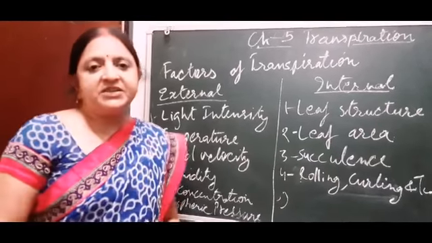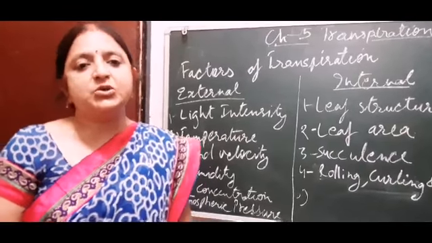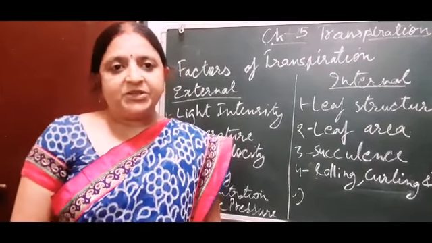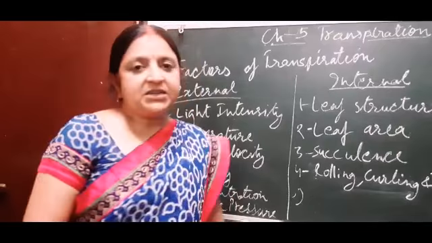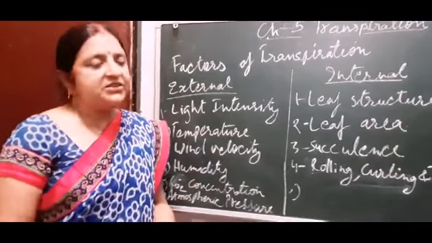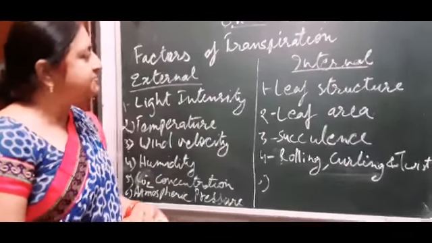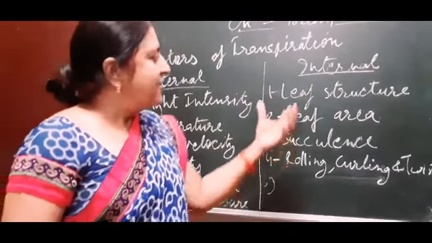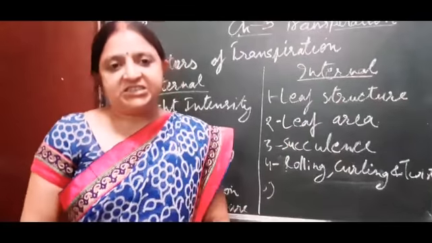Now atmospheric pressure is also inversely proportional to the rate of transpiration. The more the atmospheric pressure, the less the rate of transpiration. This is all about the external factors which affect the rate of transpiration. Now the internal structure. First is the leaf structure.